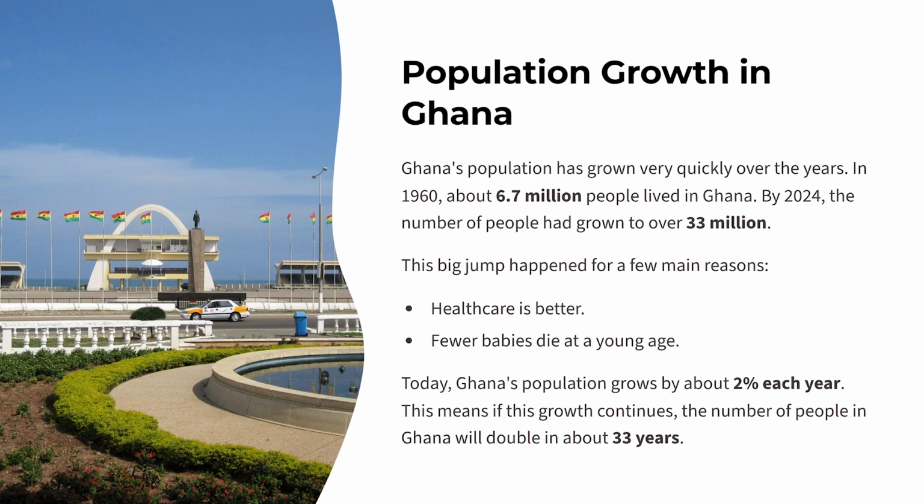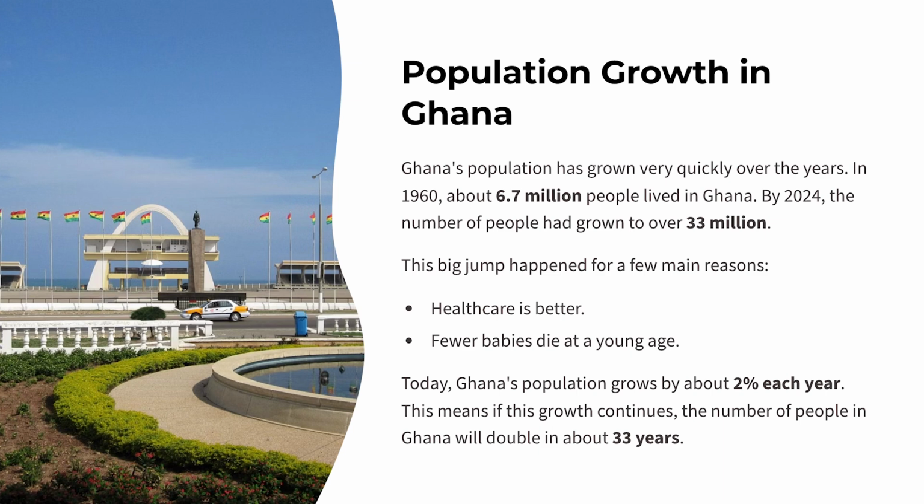First, healthcare in Ghana has improved. Second, fewer babies die at a young age because more mothers and children get medical care. People are also living longer thanks to better nutrition and sanitation. Today, Ghana's population continues to grow at about 2% each year. This means if the growth rate stays the same, our population could double in about 33 years.